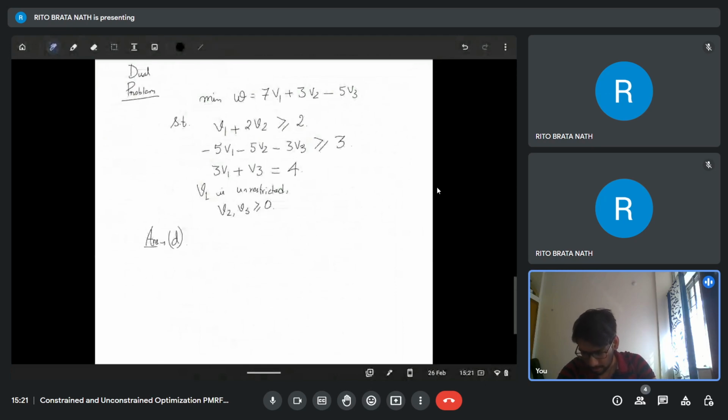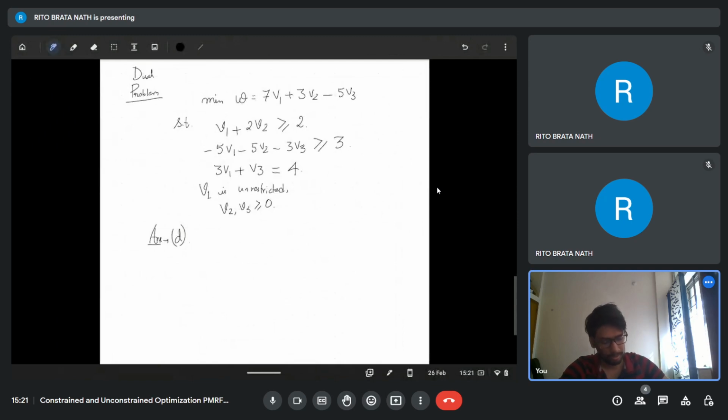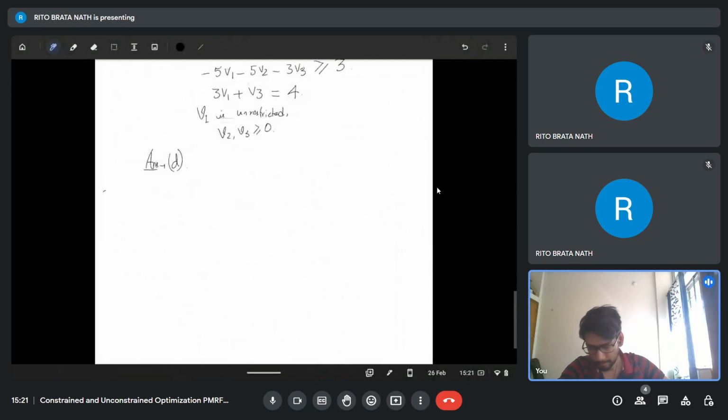Next one is: construct the dual of the LPP and solve both the primal and dual. I'm not going into solving it because you can do it in Excel, but probably it will be a good time to show it in Excel today. So let's do that. First let's write it down. Max of z equals 3x1 plus 4x2.